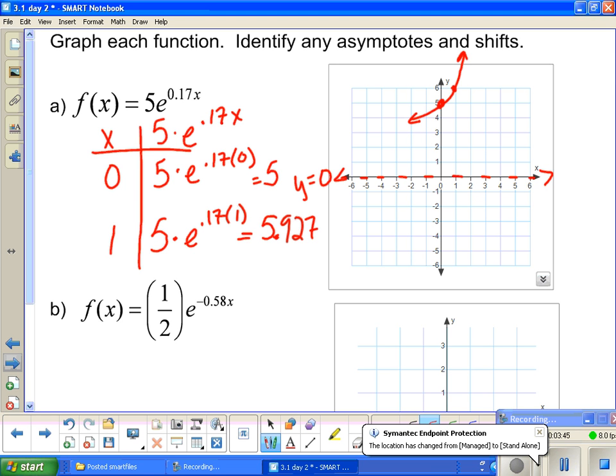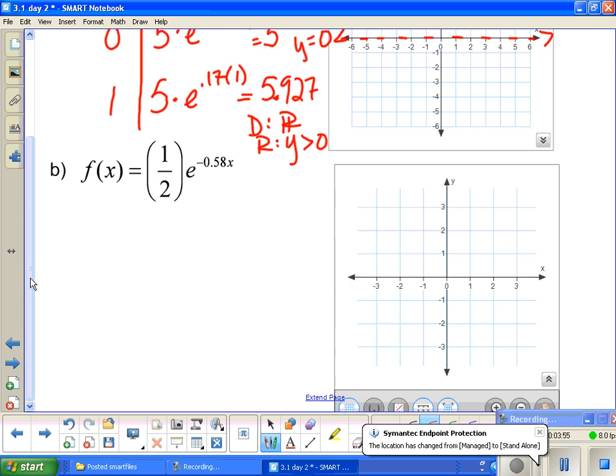Again, my domain is all real numbers. And my range is y is greater than 0. They graph the exact same way. The second one, again, I'm going to use the points 0 and 1 and plug it into my function.